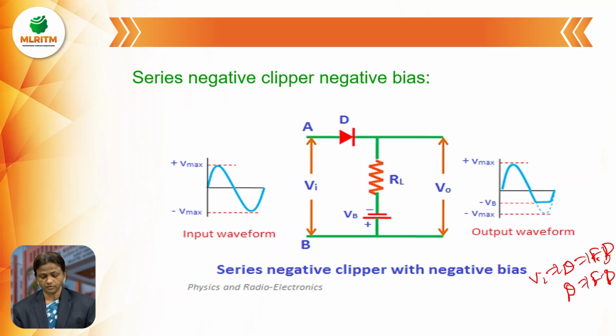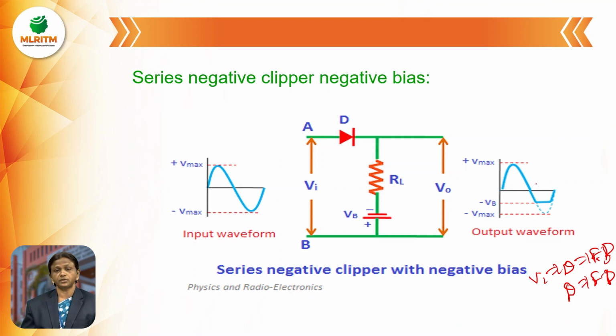That's why, from the x-axis to the maximum during the positive half cycle, from the x-axis to this Vmax, there is no removal portion or cutoff portion. The total positive half cycle must be obtained at the output side.